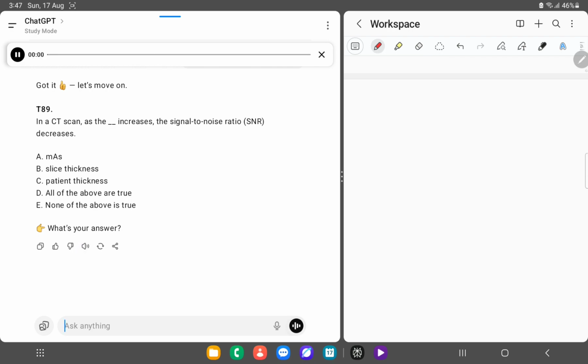Got it. Let's move on. T89. In a CT scan, as the increases, the signal to noise ratio decreases. A, mAs, B, slice thickness, C, patient thickness, D, all of the above are true, E, none of the above is true. Your answer?